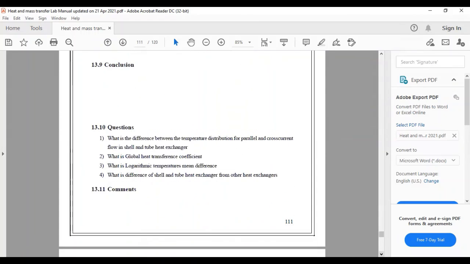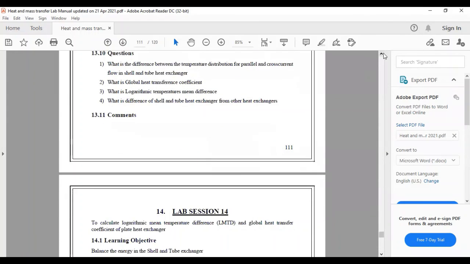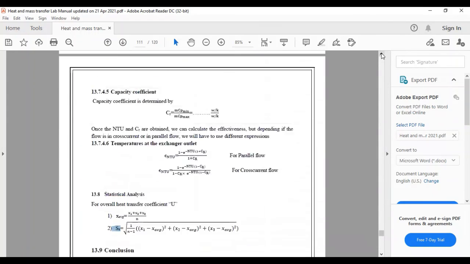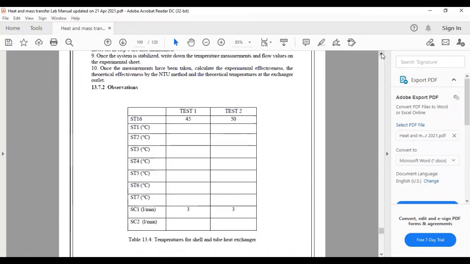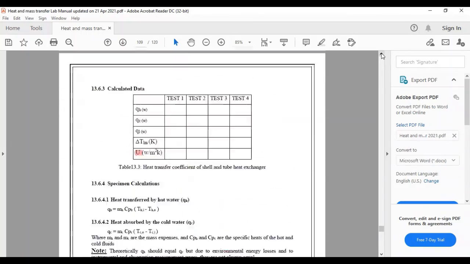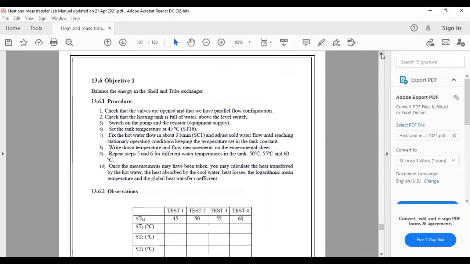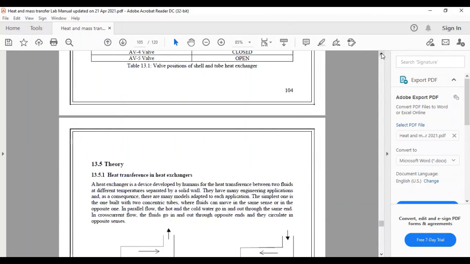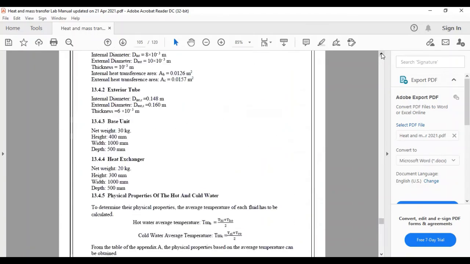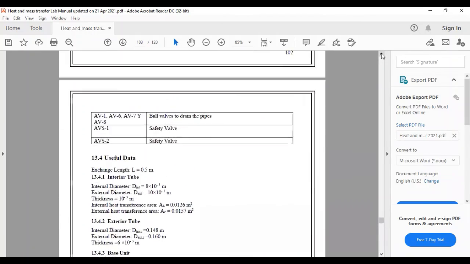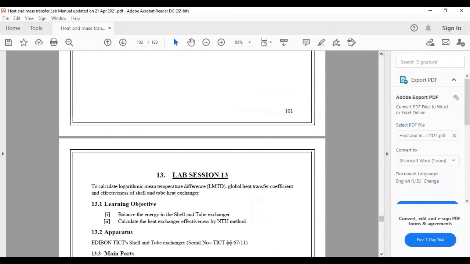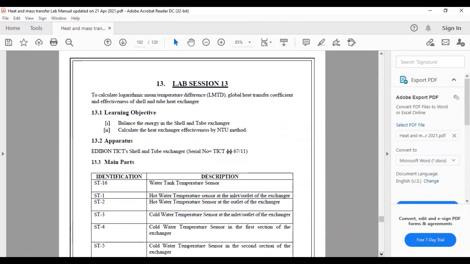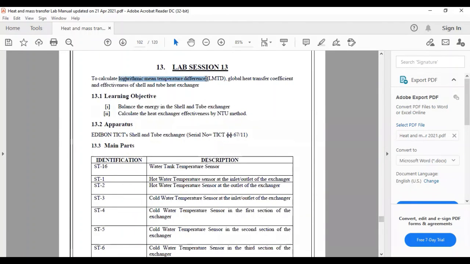So this is all about the shell and tube heat exchanger. Hopefully you have developed an understanding about this heat exchanger, and the basic purpose of this experiment was that we will be able to calculate some main parameters like LMTD, logarithmic mean temperature difference, global heat transfer coefficient, and effectiveness of the shell and tube heat exchanger.